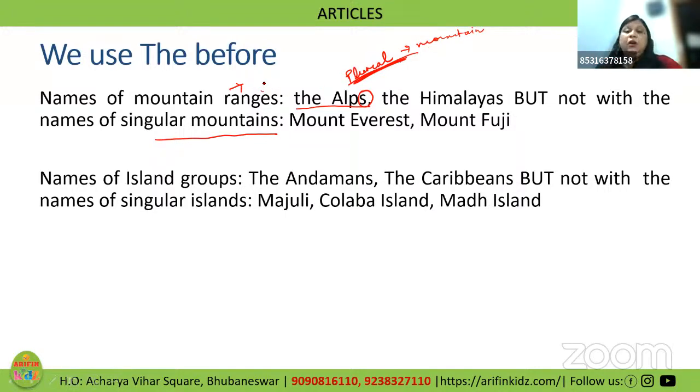Like you do, what? You make your scenery, no? When the sun rises and the water flows from the mountain. So this is called a mountain range. These three particular things are called a mountain range. So when we are talking of mountain ranges, we are using the before them, but not for the singular mountain. Like Mount Everest, Mount Fuji.